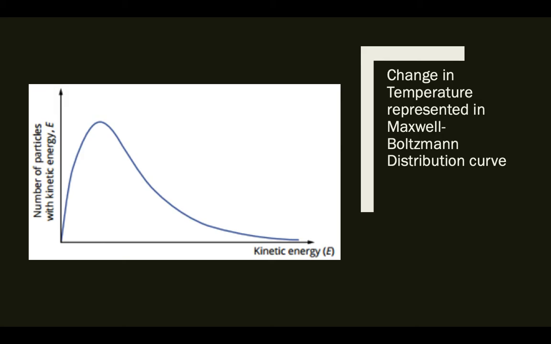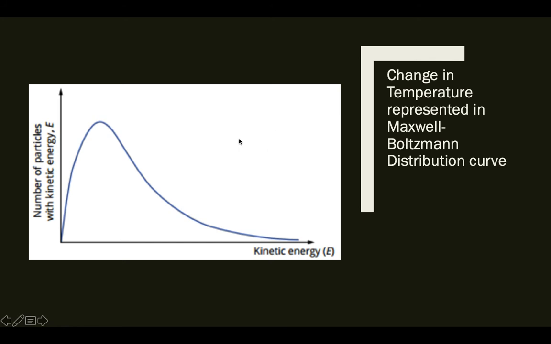Now, how do we represent change in temperature in the Maxwell-Boltzmann distribution? Because temperature has changed the energy of the particles, right? So once there's energy of particles, we can represent it on the Maxwell-Boltzmann distribution curve. So let's think about, you have the same amount of particles, but now since you have increased their energy, it's still the same amount. So the area under the curve should remain the same. But now you should have more particles in the higher range of energy.